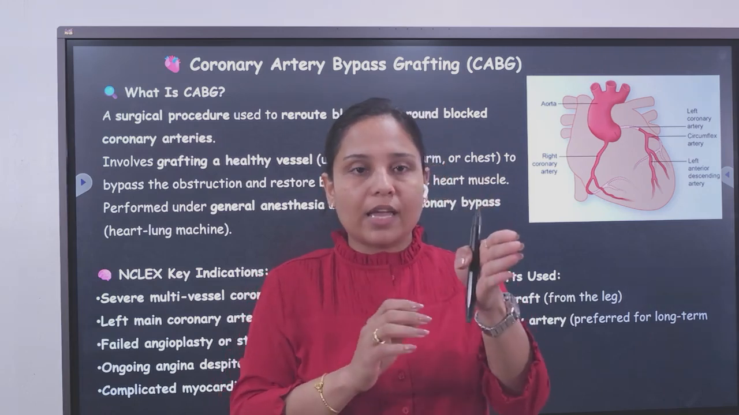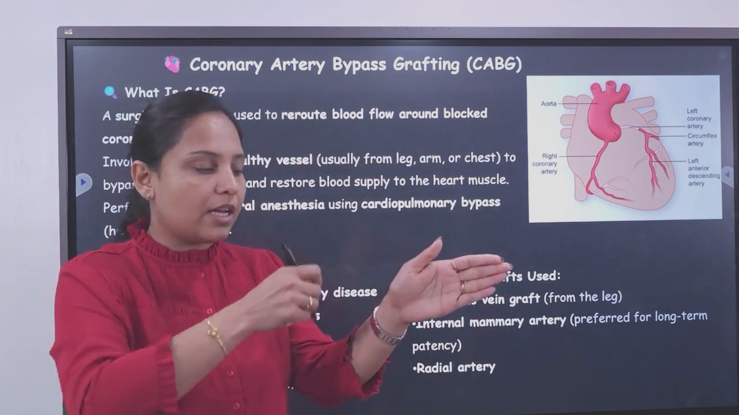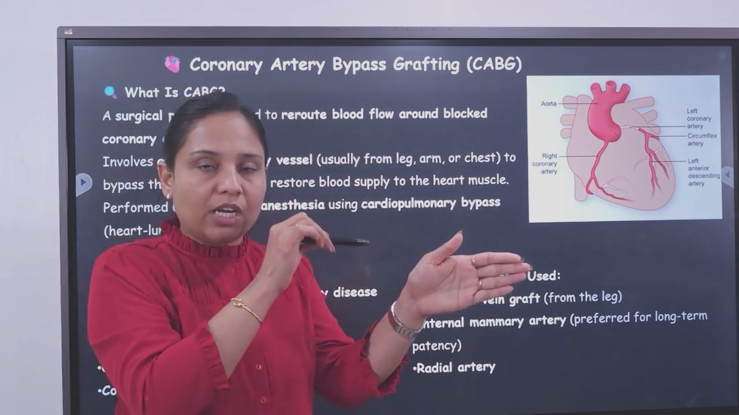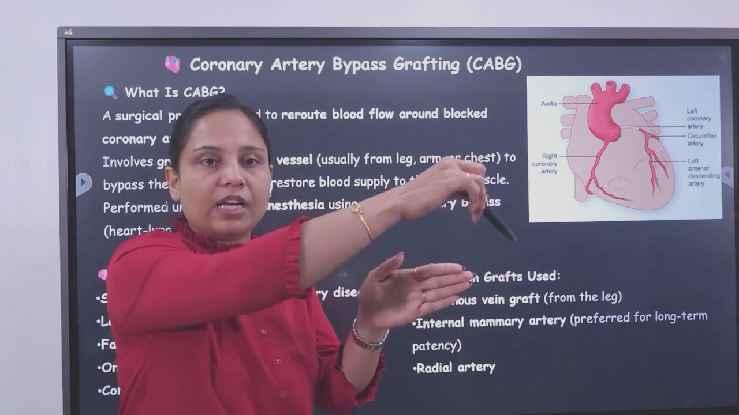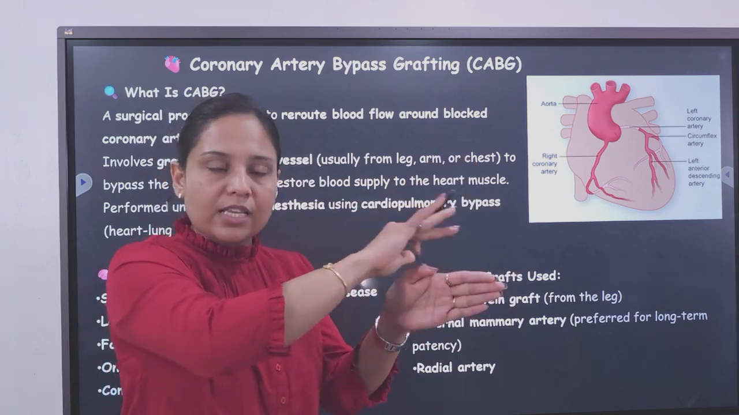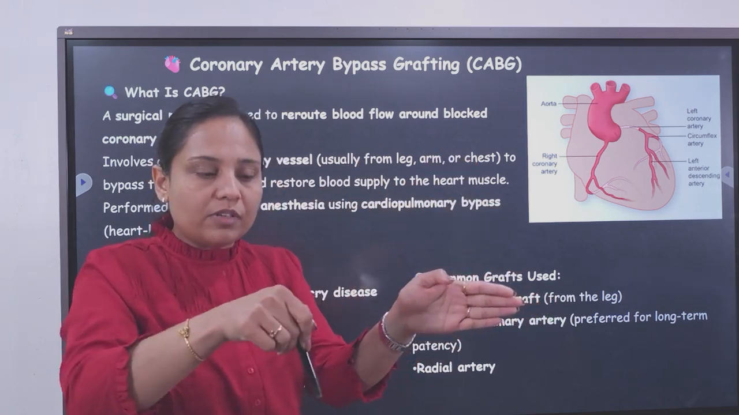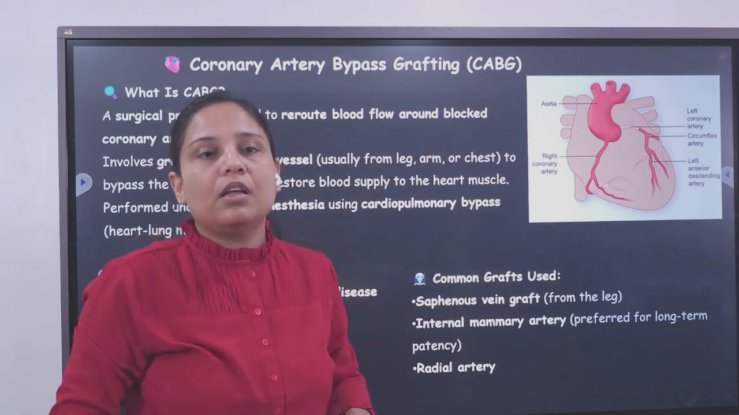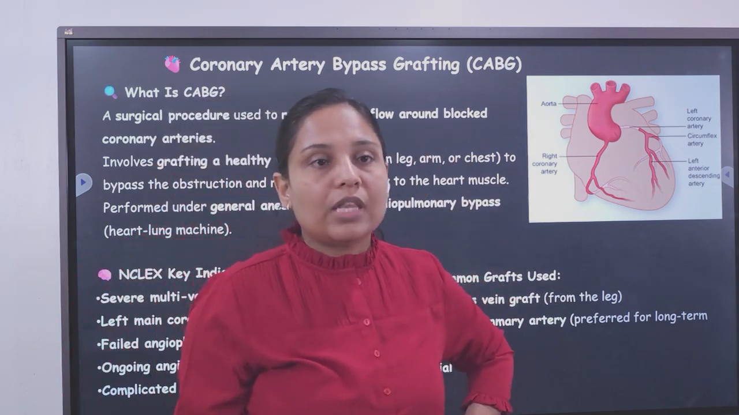So we left the blocked pathway as it is, and one end of the graft we connected here and the other end we connected here. So the blocked area is still blocked, but now the blood circulation will start flowing through this graft. So that is CABG.